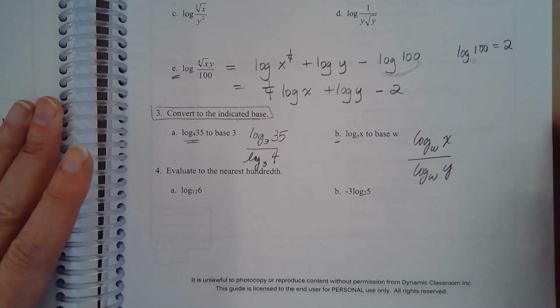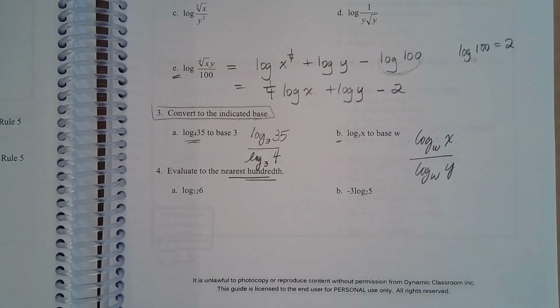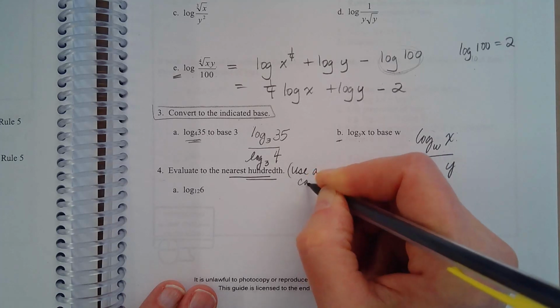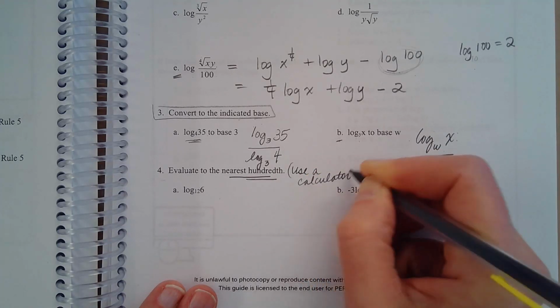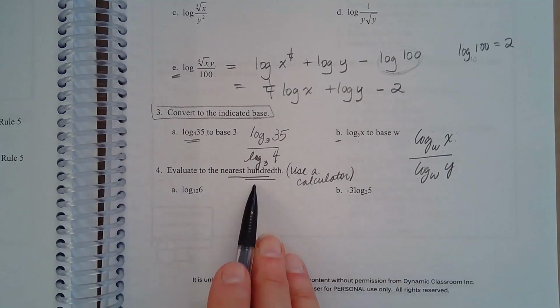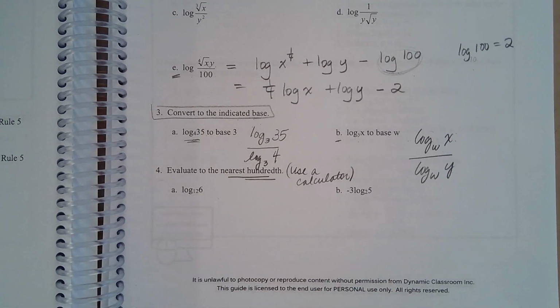Right? How about this? Evaluate to the nearest 100th. That means anytime they tell you you can round or use decimals, that's your clue that you can use a calculator. So I'm going to actually write that out. Use a calculator. So I want you to use a calculator to find, to 100th means 2 decimal places, right? To 2 decimal places, I want you to come up with answers for A and B. And then you can tell me how you did it.